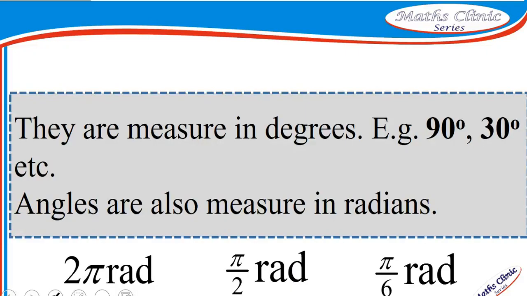Angles are measured in degrees. Example, 90 degrees, 30 degrees, 1 degree, 2 degrees, and so on and so forth. Angles are also measured in radians. And for elective math students, they understand more about radians in trigonometry. They study more about that. Example can be 2 pi radians, pi on 2 radians, pi on 6 radians, and so on and so forth.